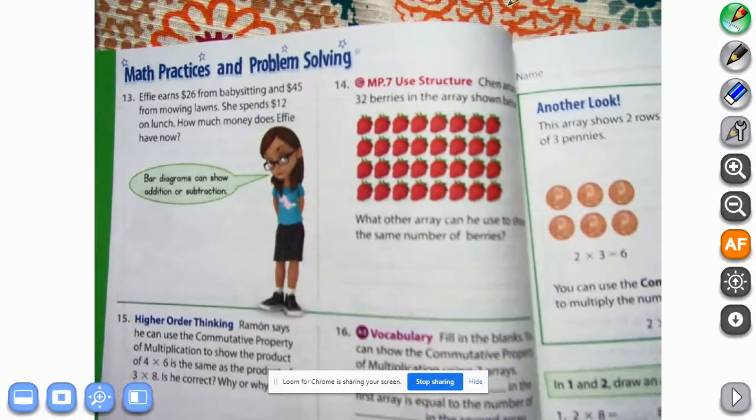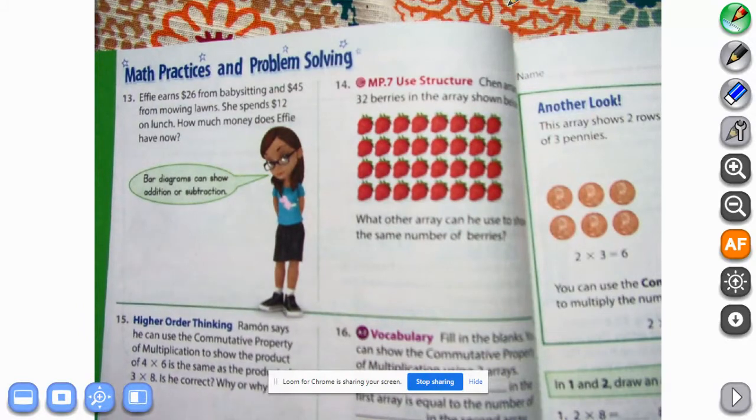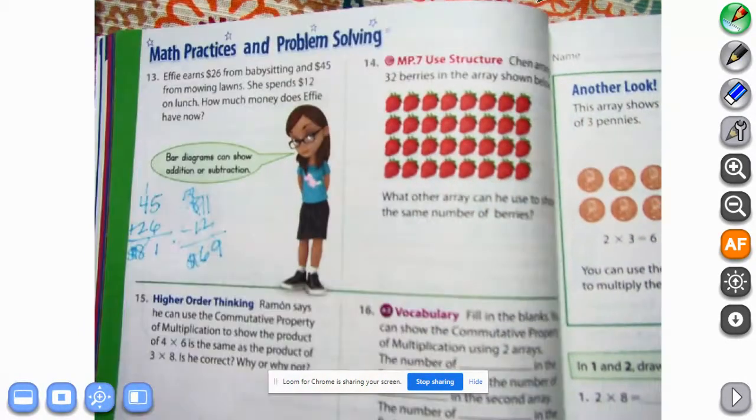Okay. Effie earns $26 from babysitting and $45 from mowing lawns. She spends $12 on lunch. How much money does Effie have now? So she earns $26 from babysitting and $45 from mowing. So let's add those together.